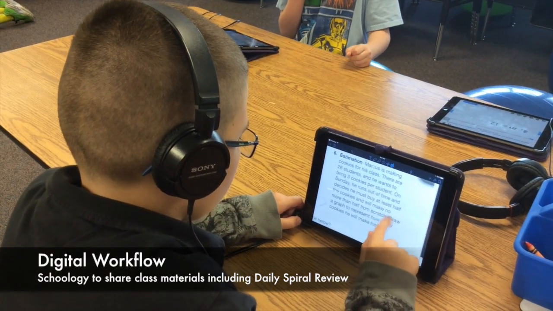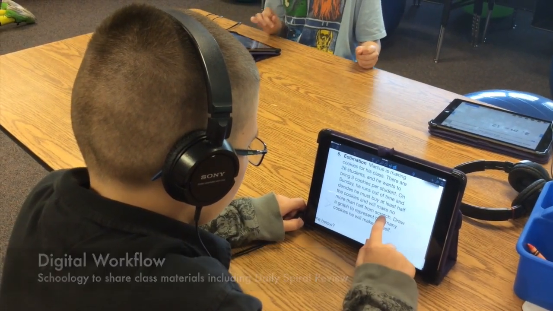The way that we start our math every day, the kids hop onto their iPads and work on Front Row math, and they have their differentiated activities based upon the areas in which they need more practice. And then from there, we work on that daily SPA review, and that is something that the kids can get from Schoology. So we have that workflow going where the kids are importing and exporting their materials.